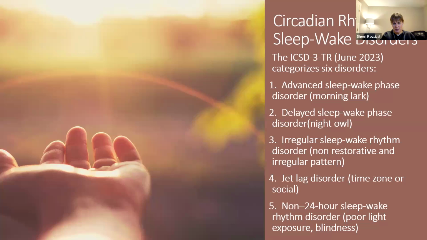Some of the toughest ones to treat are these irregular sleep-wake rhythm disorders and the non-24-hour sleep-wake rhythm disorders. So basically, we're a 24-hour clock on the outside, but on the inside, we're not. We're a little bit more than that. And of course, we keep shifting or jet lagging every day as a result. This is, of course, linked to poor light exposure, and people that deal with blindness will notice this as well.